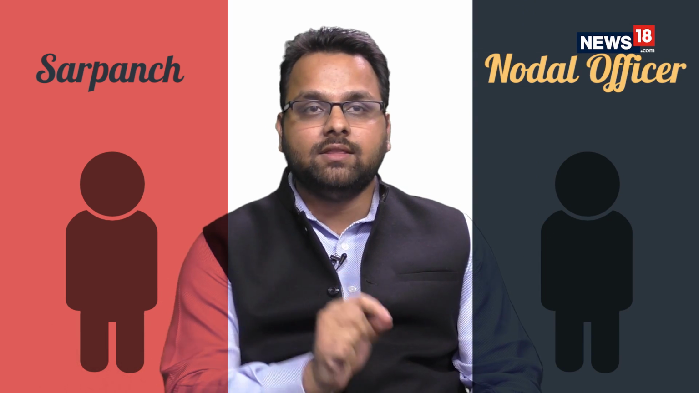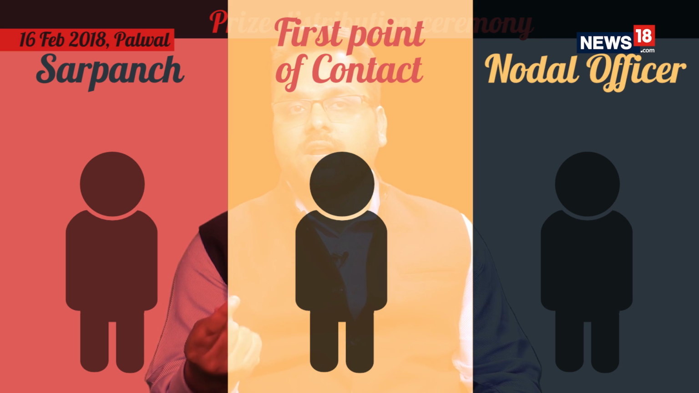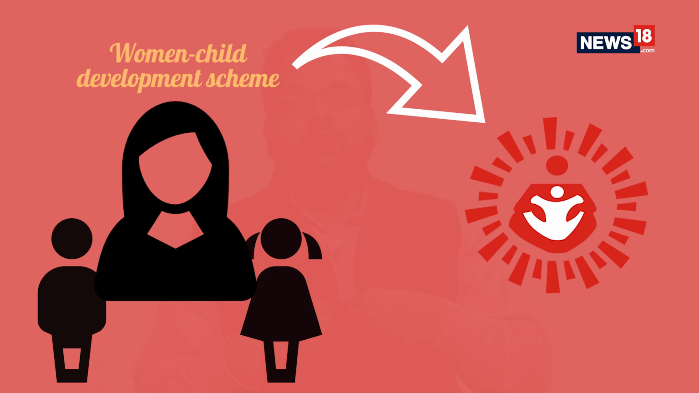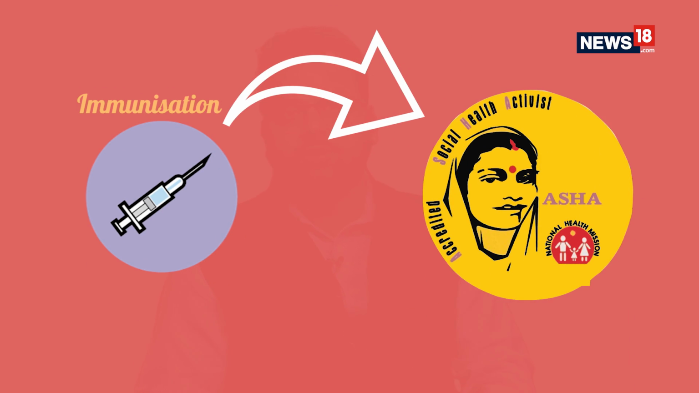We identified that there were 3 key agents. One was the village sarpanch, the other was the nodal officer of the scheme in the district, and third was the person who is the first point of contact for that department. So to give an example, for any women child development scheme, the Anganwadi worker is the first point of contact. For immunization, the Asha worker is the first point of contact.